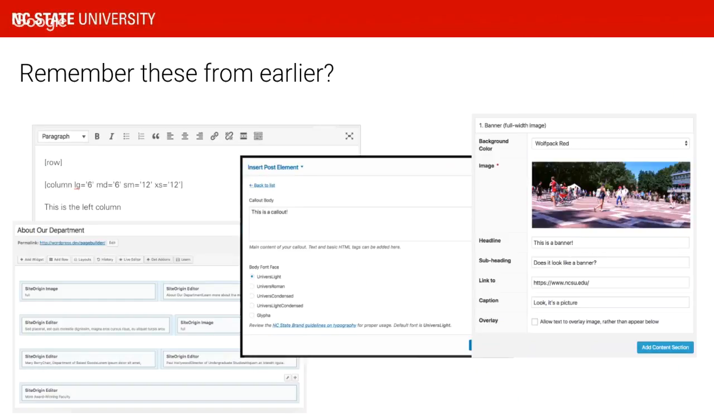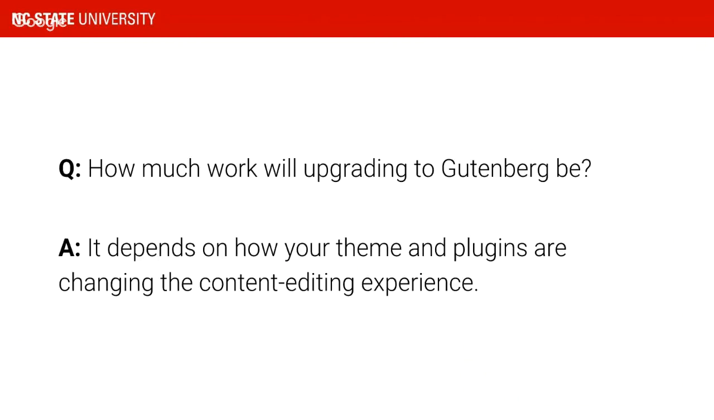And so Brian talked earlier about the different ways that we had worked around the limitations of the classic editor, whether they're shortcodes, page builders, or Advanced Custom Fields. Each of those is going to have a different way that it will transition to Gutenberg. And that's really going to be the biggest factor in how much work you're going to have upgrading to Gutenberg. If you are using a very vanilla installation of WordPress, it's going to be a lot easier than if you've got a lot of things that are editing or changing the content editing experience.